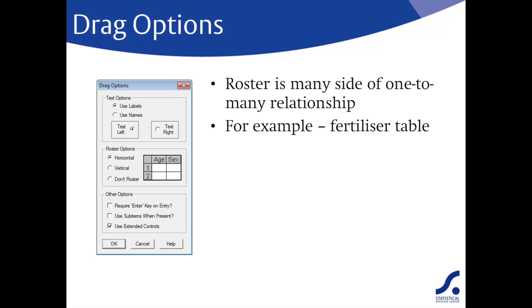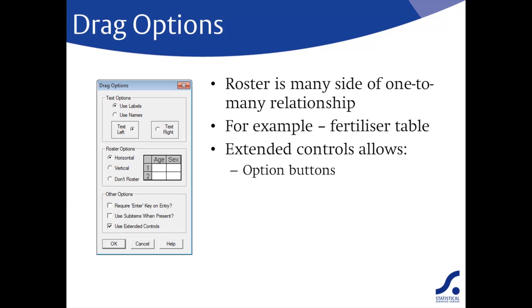If we choose to use extended controls, this would allow us to use option buttons for items where we have value sets defined. Where we have 8-digit items, CSPro would give us the option to use a calendar to pick the date. Extended controls would also allow us to have text fields that span more than one line on the screen.